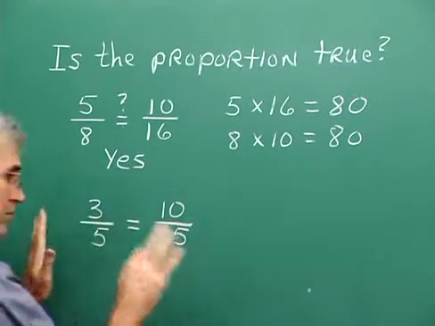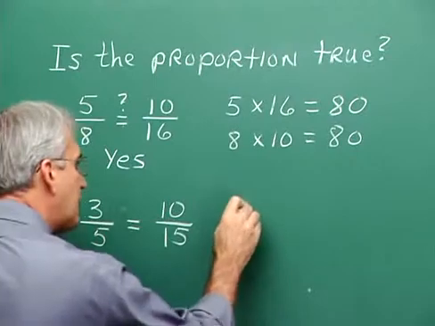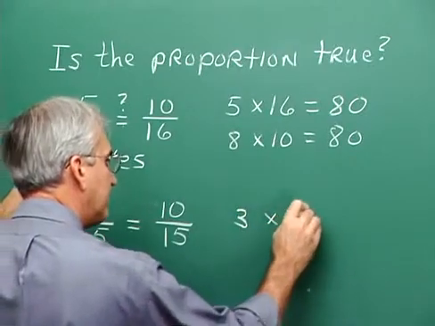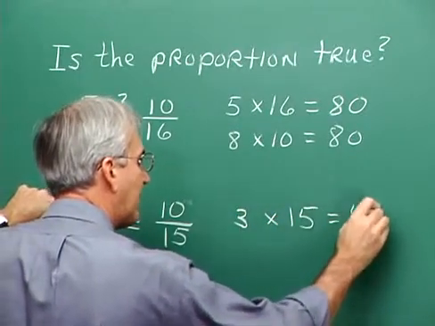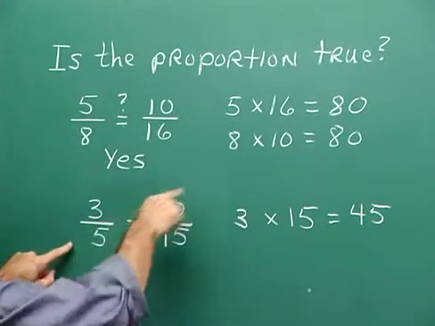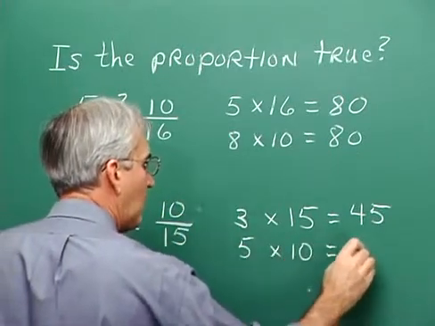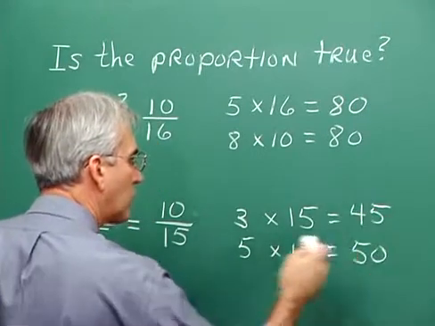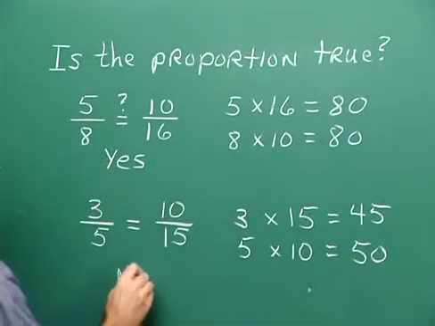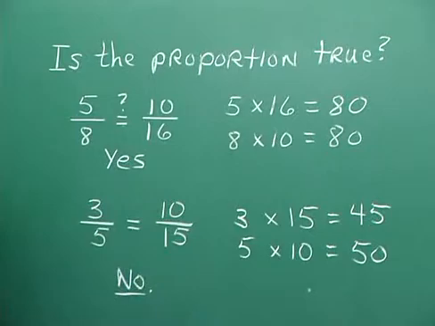Well, again, we cross multiply. 3 times 15 along this diagonal is 45. And then going along this diagonal, 5 times 10, that would be 50. These are not equal to one another, so no, this proportion is not true.